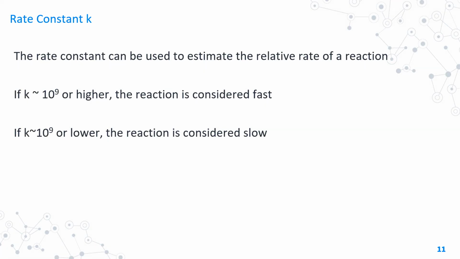The rate constant can be used to estimate the relative rate of the reaction. If K is times 10 to the 9 or higher, the reaction is considered fast. If K is 10 to the 9 or lower, the reaction is considered slow. So this K value helps us to understand what is fast and what is slow in our different reactions.